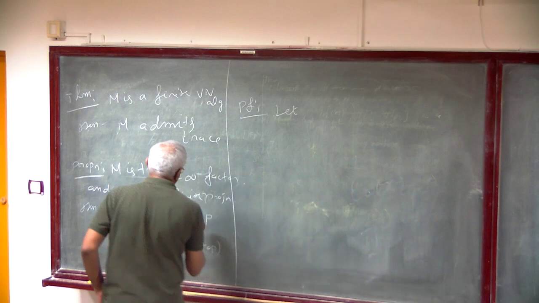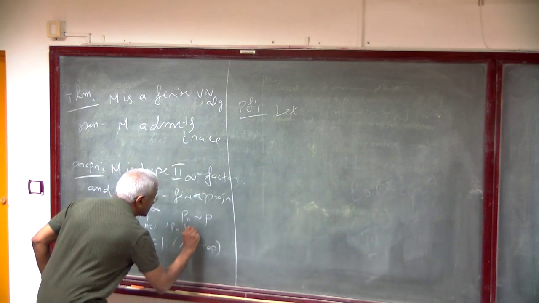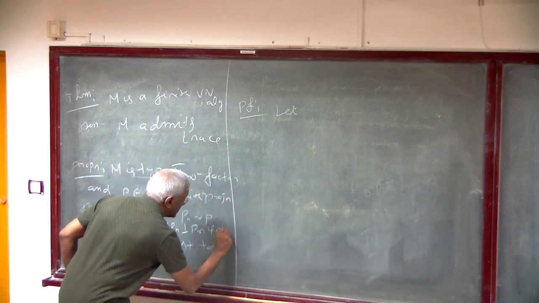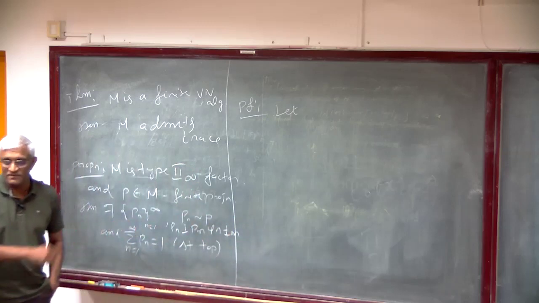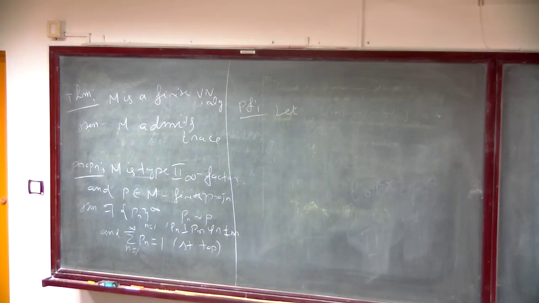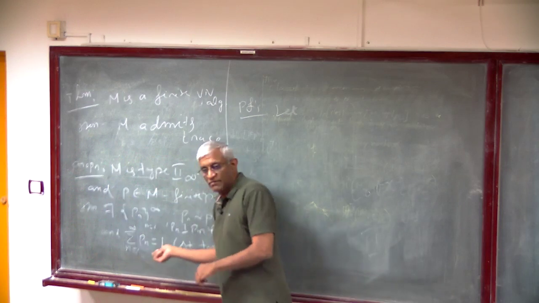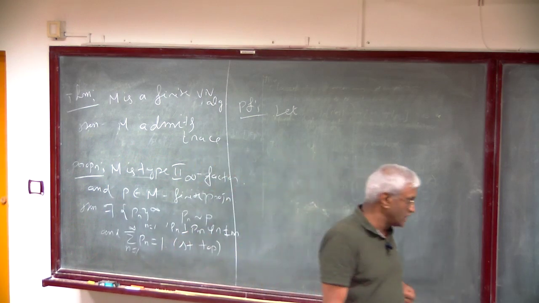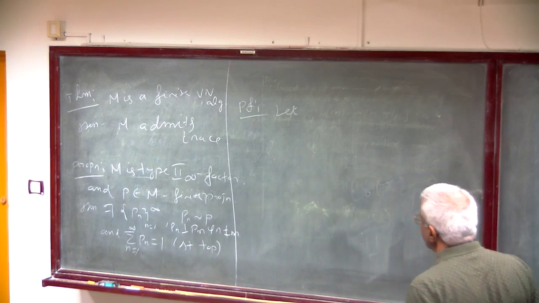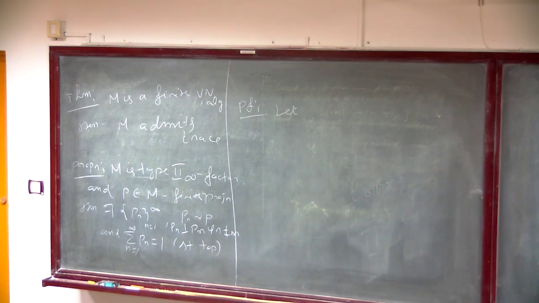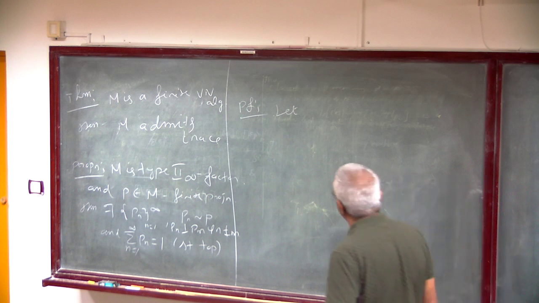Sorry, I forgot to say: Pn is orthogonal to Pm. Otherwise there is no point. They are orthogonal projections. You just take the sum up to n, which increases to 1. That's a finite dimensional projection, and that increases to 1.